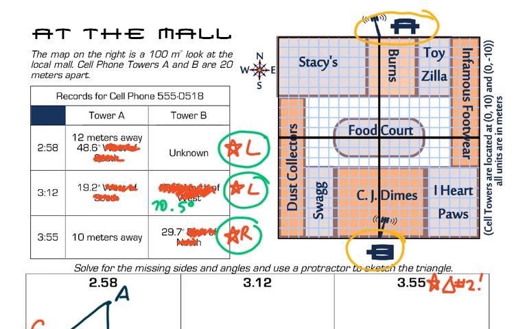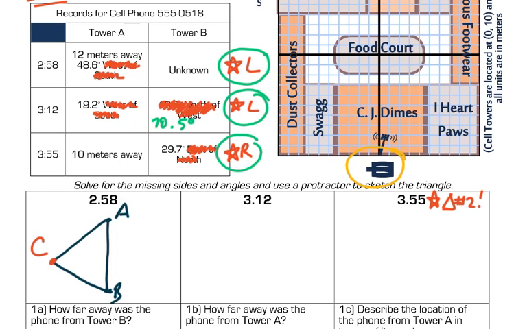So let's figure out how far, first of all, are the cell towers. Once again, in the instructions, it says they are still 20 meters apart. So we can put that on our diagram right here. And now let's look at the chart. At 2:58, what does it tell us? From Tower A, it says that the cell phone is that far away. So I can put that right over here. The cell phone C is 12 meters away from Tower A. And it says that the angle for Tower A, when it triangulated it, was 48.6, or about 49 degrees.